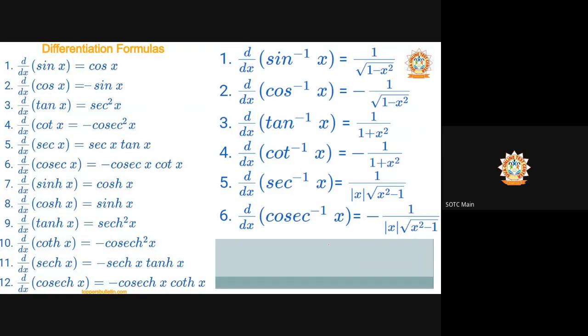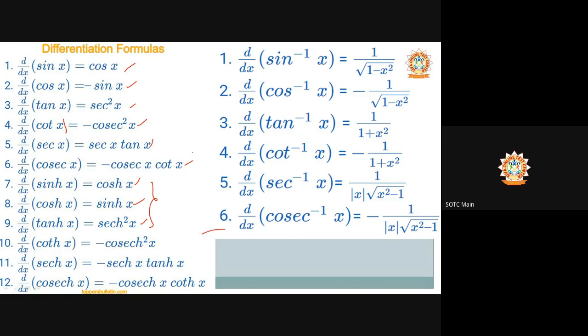Now try to see the formulas here. Differentiation of sin x is cos x, cos x is minus sin x, tan x is secant square x, cot x is minus cosecant square x, secant x is secant x into tan x, cosecant x is minus cosecant x into cot x, right? Next, sin hx gives cos hx, cos hx gives sin hx, tan hx gives secant square hx. Remember up to here, these are not that important. If you want to remember those as well, you can also remember.